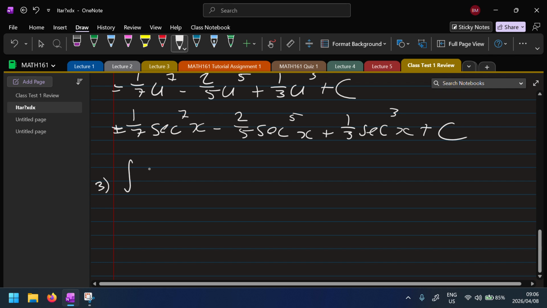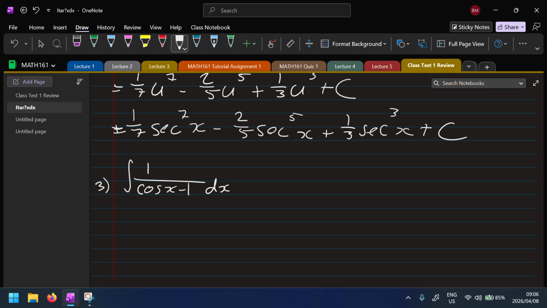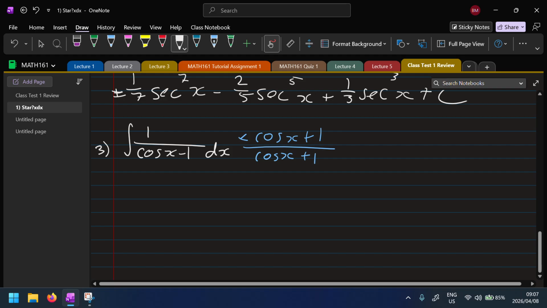So we have 1 over cos x minus 1 dx. I think it was this one I set for homework when we were doing these. I'm not too sure. So we have cos x minus 1. We want it to be cos squared. So we times top and bottom by cos x plus 1, right, for that conjugate. So we times by cos x plus 1 over cos x plus 1.